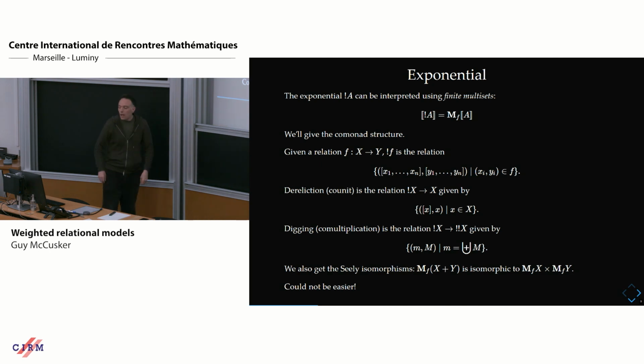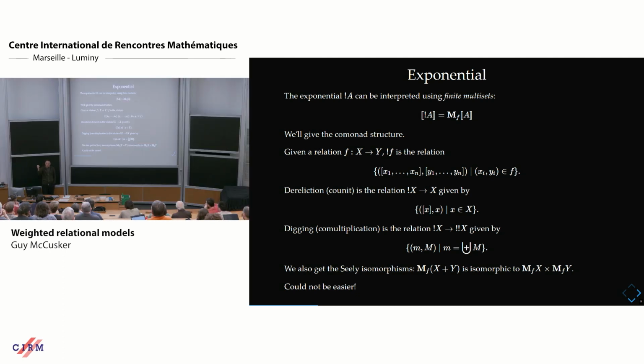Don't touch it. So we know how to interpret the multiplicatives. How do we model the exponential, the bang? And you've seen already, this is interpreted using finite multisets. So bang of A will be interpreted as the set of finite multisets of elements from A. So this is the free commutative monoid on the set A, as JS was saying this morning.